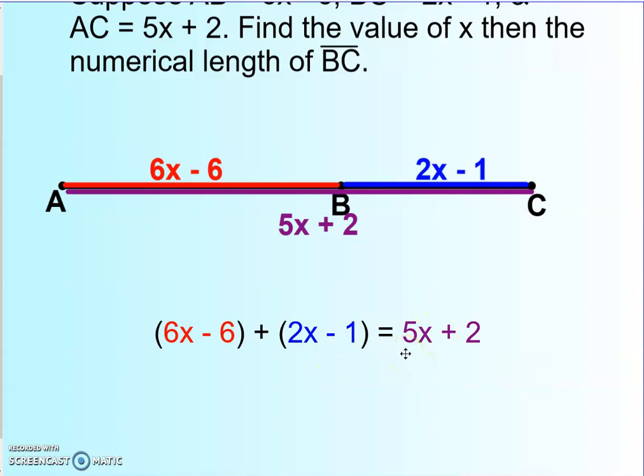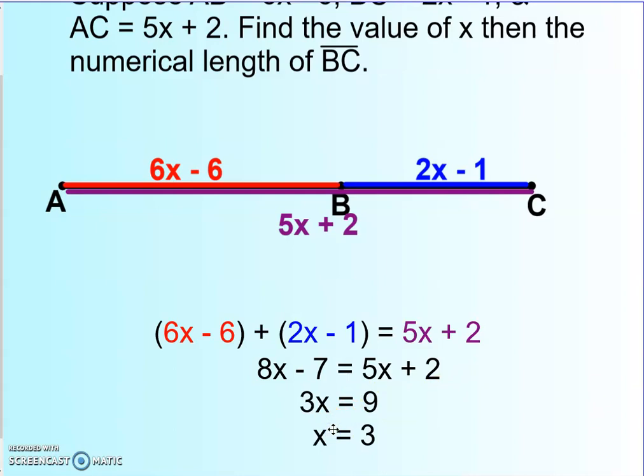Now it becomes just like what you did last year in Algebra 1. You just have to solve the equation. Combine the like terms on the left side, leave the right side the same, get your x's together, get your constants together, and you get x equals 3.